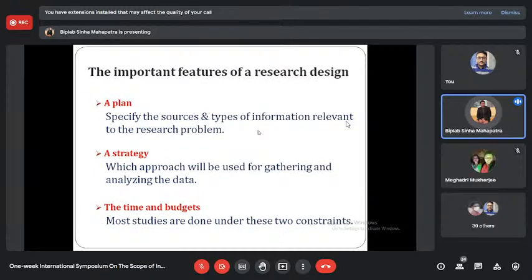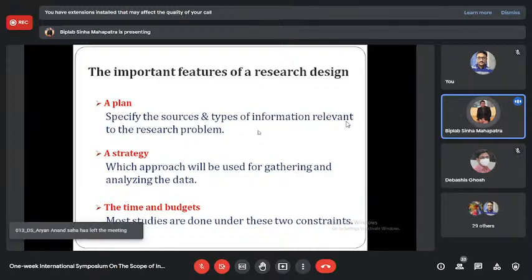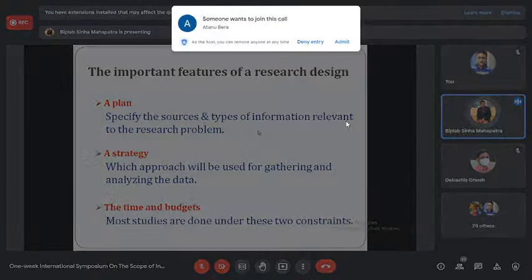Now, the important features of a research design. If you want to design how you will conduct the research, you have to make a plan. First of all, you have to collect the information. You have to know where you can get the sources and which type of information you need. For that you need to make a plan. Strategy is something like that. It's a systematic plan.